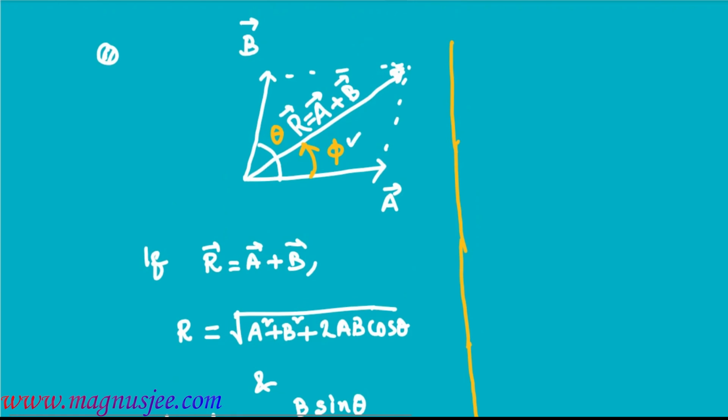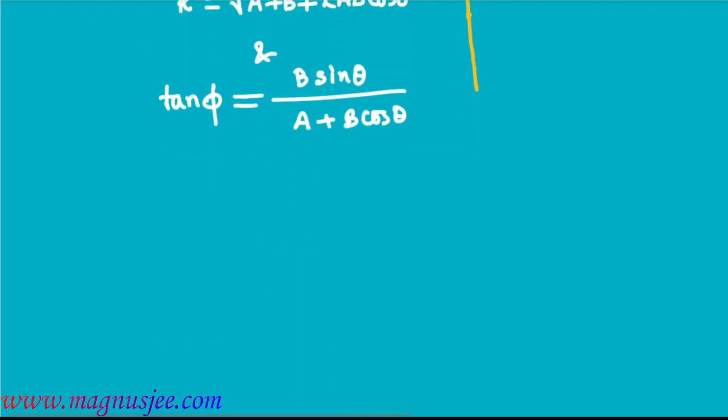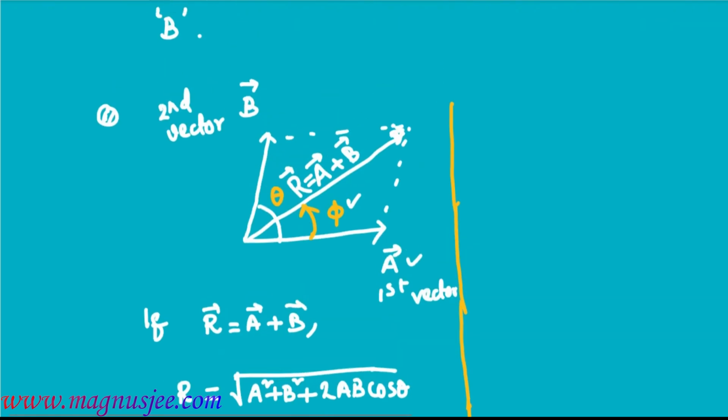That means vector A is the first vector and vector B is the second vector. We know that tan phi equals the magnitude of the second vector times sin theta divided by the magnitude of the first vector plus the magnitude of the second vector times cos theta. So B sin theta divided by A plus B cos theta.